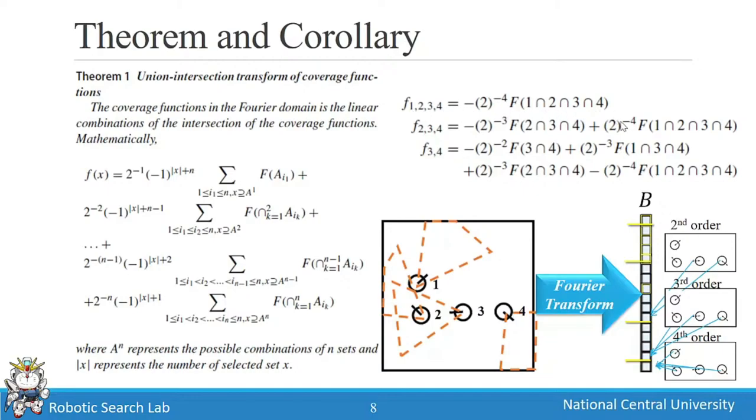So for example, there are four sets and their frequencies. F1, 2, 3, 4 means if you select the four sets, this is the coefficient of the frequency, and so on. So we will find that when you transfer the coverage function into the Fourier domain, it will become the set intersection values. Okay? Then it's interesting because this is useful for the sparsity.